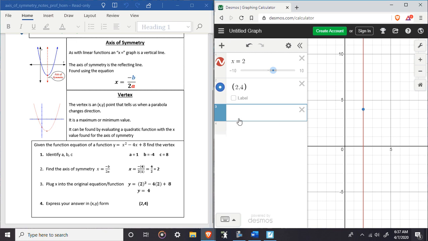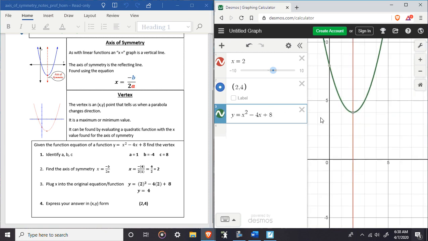Let's graph this function and see if that's true. So it was y is equal to x squared minus 4x plus 2. And there it is. There's my parabola, there's my axis of symmetry, there's my vertex. The green line is your parabola, the red line is your axis of symmetry, and this black dot right here is going to be your vertex.